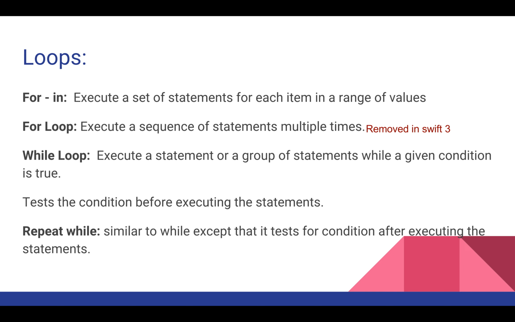For loop executes a sequence of statements multiple times and abbreviates the code that manages loop variable. While loop performs a set of statements until a condition becomes false. They are best used when number of iteration is not known. Repeat while loop is similar to while loop except the fact that it checks the condition after executing the statements, whereas while loop checks for the condition before executing the set of statements.